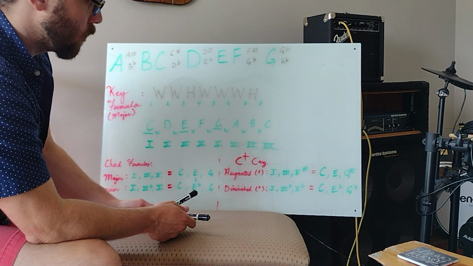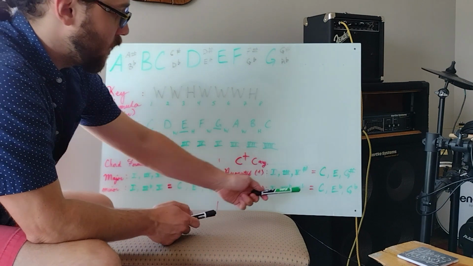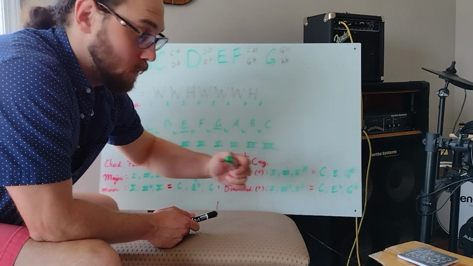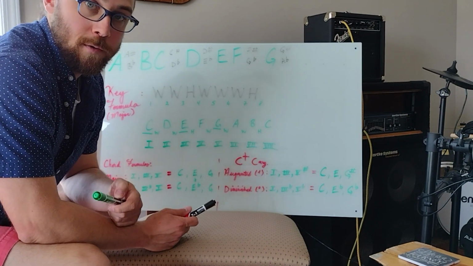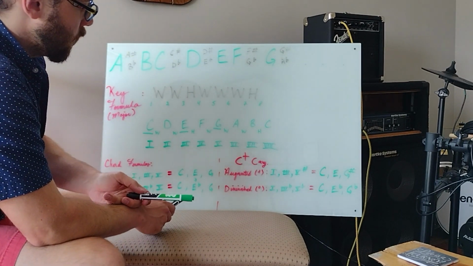So now we have a new chord. We've got a C and an E, and the G is sharp. We call it augmented. Okay?